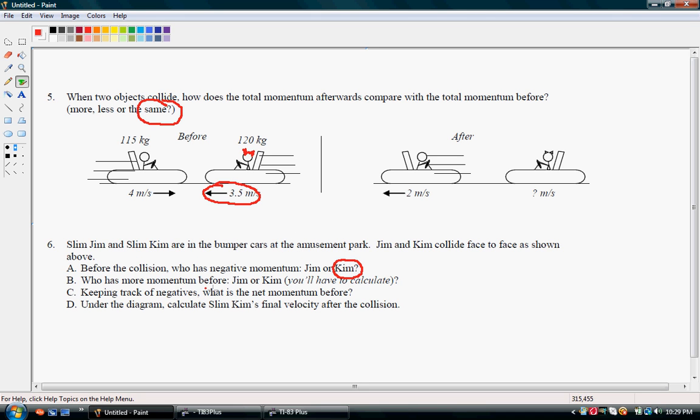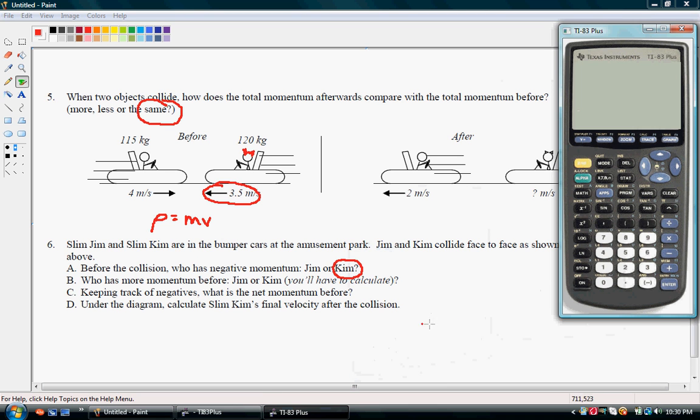Alright, who has more momentum before, Jim or Kim? You'll have to calculate this. So we know that momentum is mass times velocity. So we multiply these two together and these two together and see which one's bigger. So 115 times 4 or 120 times 3.5. Alright, so it looks like Jim has more momentum here.